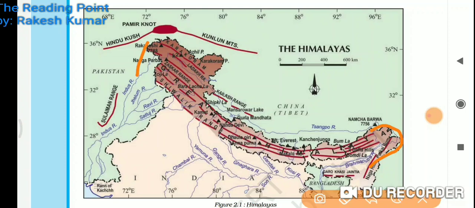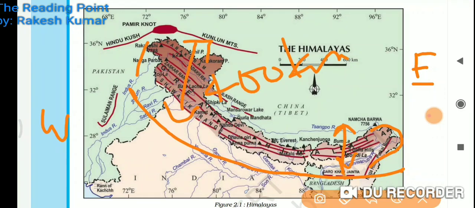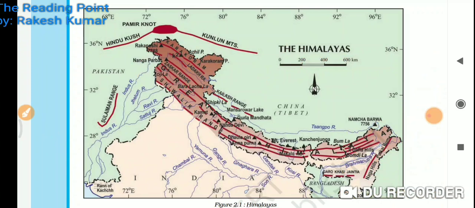These mountains run from west to east. This is the west direction and this is the east direction. They run for a distance of about 2400 kilometres, and the width varies. In some places it is 400 kilometres wide and in some places it is 150 kilometres wide. So the width varies from place to place.